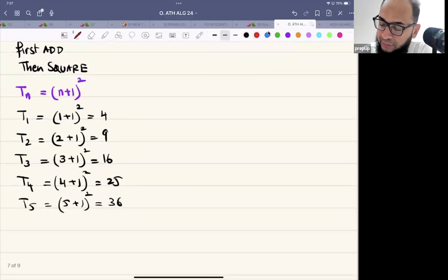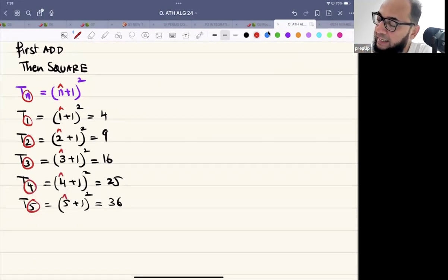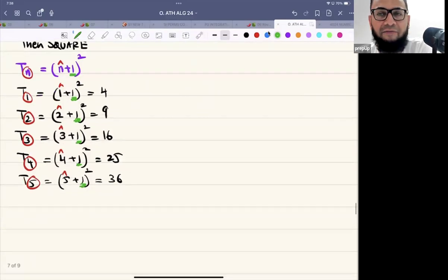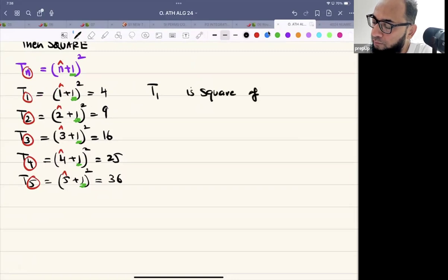So basically, this n is over here, this 1 is over here, 2 is over here, 3 is over here, 4 over here, 5 over here, and then I'm adding a 1. So this 1 is added, and then we are squaring it. So basically T1 is not the square of 1, T1 is the square of 2.